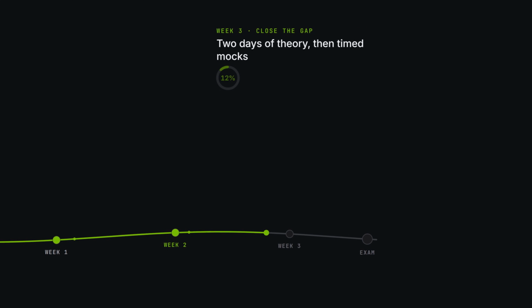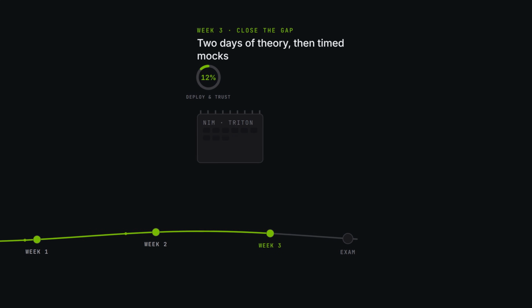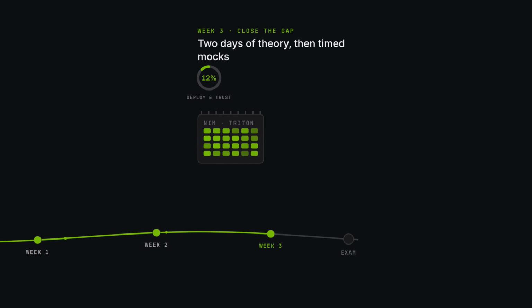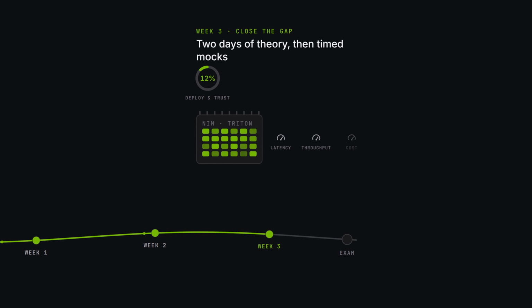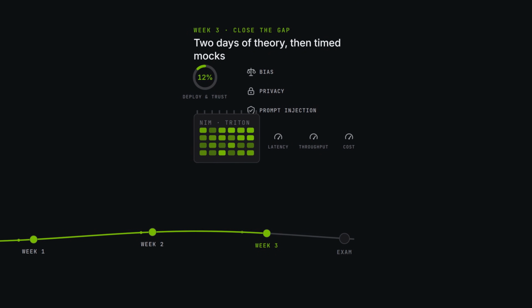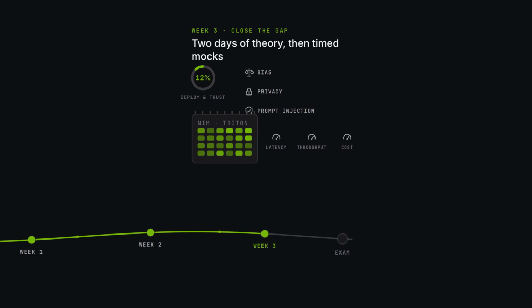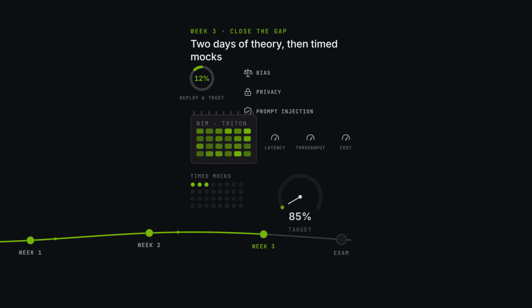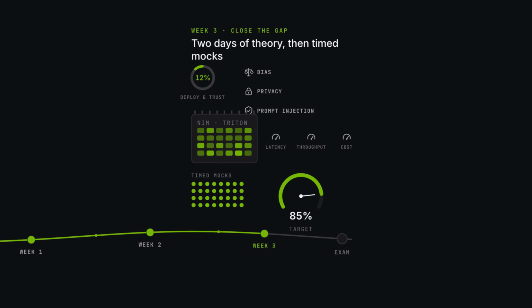Week 3 closes the gap. Start with deployment and trustworthy AI at 12%, the lightest domain, covering serving basics like NVIDIA NIM and Triton, the latency, throughput, and cost trade-offs, and the responsible AI checklist of bias, privacy, and prompt injection. That takes 2 days, which frees the rest of the week for full-length timed practice exams under real conditions.